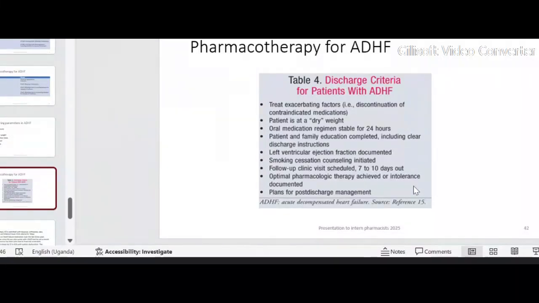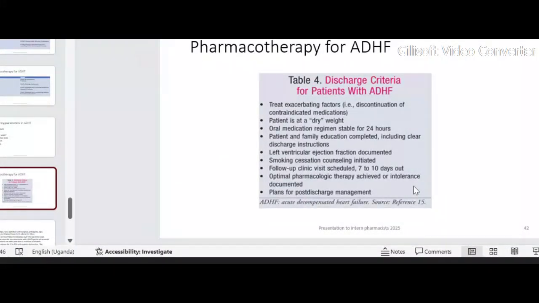A patient who is not... done, and the patient must be stable on their oral meds for at least 24 hours. Patient and family education is very important. A cardiac patient must be observed all the time by their caregiver, because they can go to the bathroom and not come out. So they have to be observed by their caregiver.